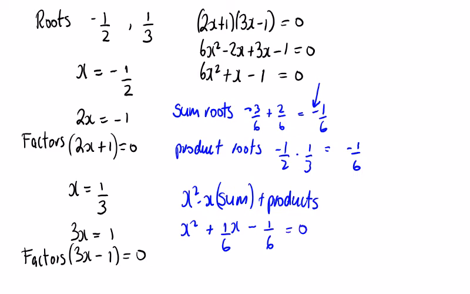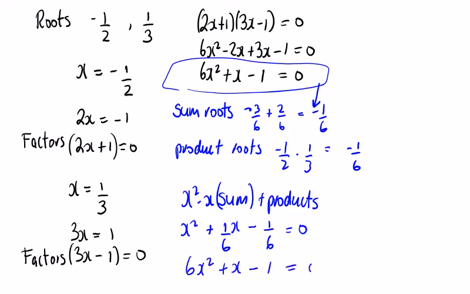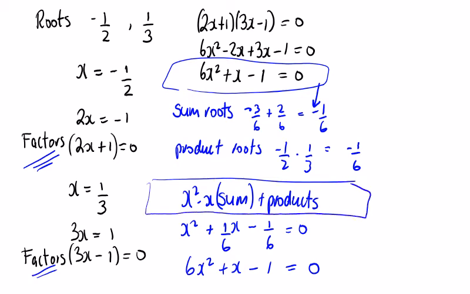And how does this then relate to this guy? Well, you can see we want to get rid of the fraction, so multiplying everything by 6, we're going to get 6x squared plus x minus 1 equals 0. So you may prefer the factor method, or you may prefer this x squared minus x times the sum plus the product. Comes in really handy in complex numbers and questions like that when we get to Leaving Cert. So it's a lovely piece of information to have, makes forming these quadratic equations really simple.